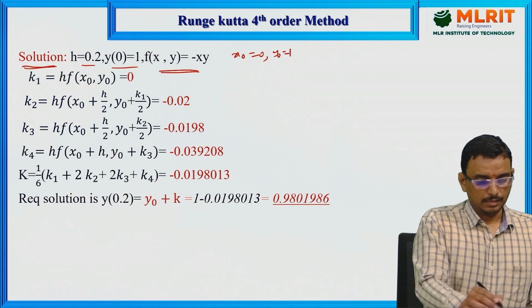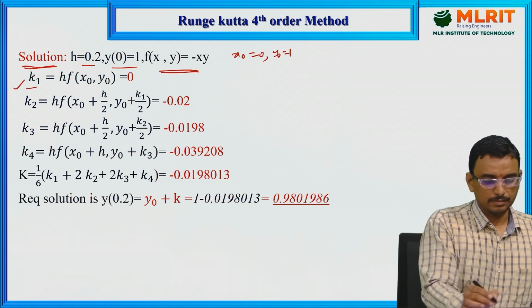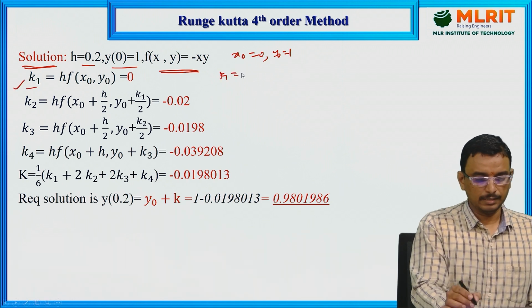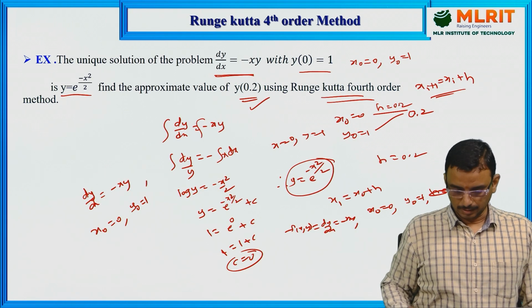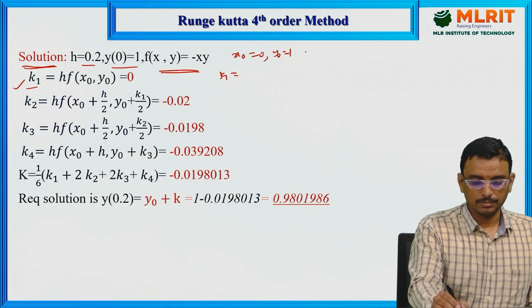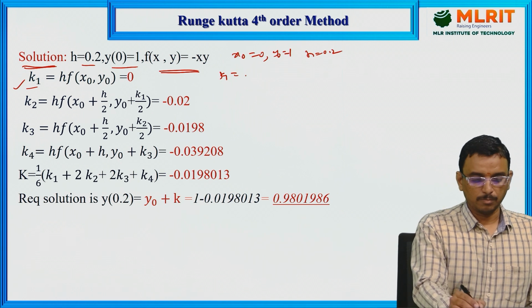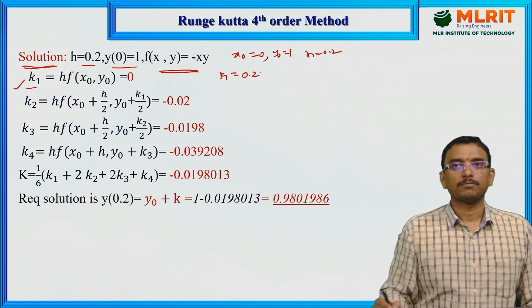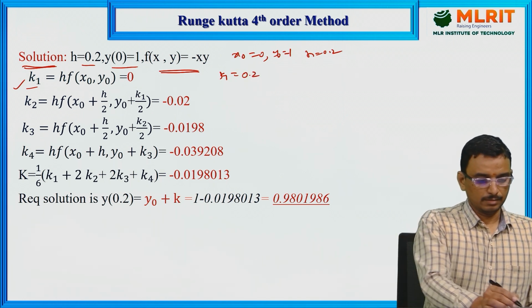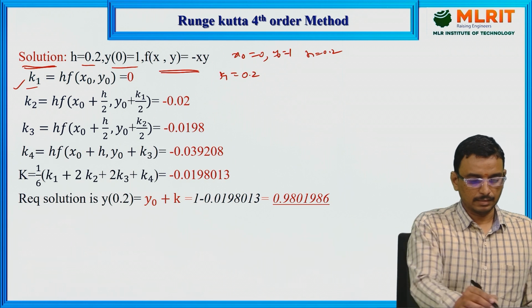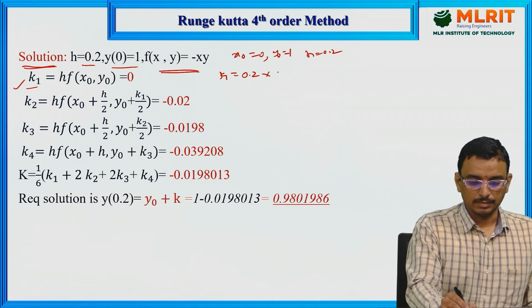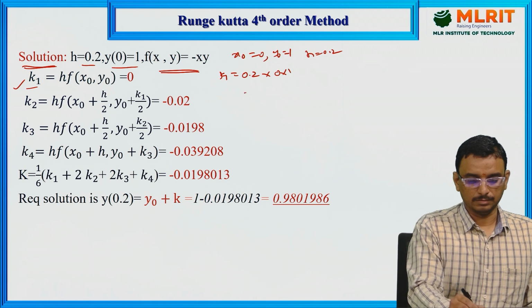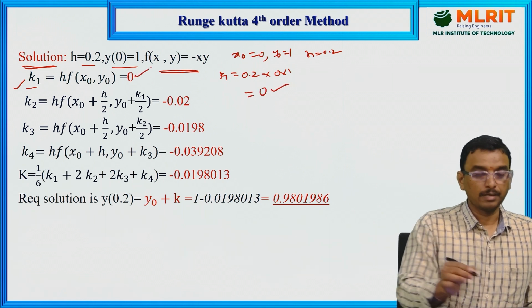So substitute the values, finding the first slope k1. So k1 is equal to h, the interval difference, that is 0.2, into the function f of x0 comma y0. So substitute here, f of x0 comma y0 is minus x0 into y0, so that is 0 into 1, so this value becomes 0. So the k1 value is 0.